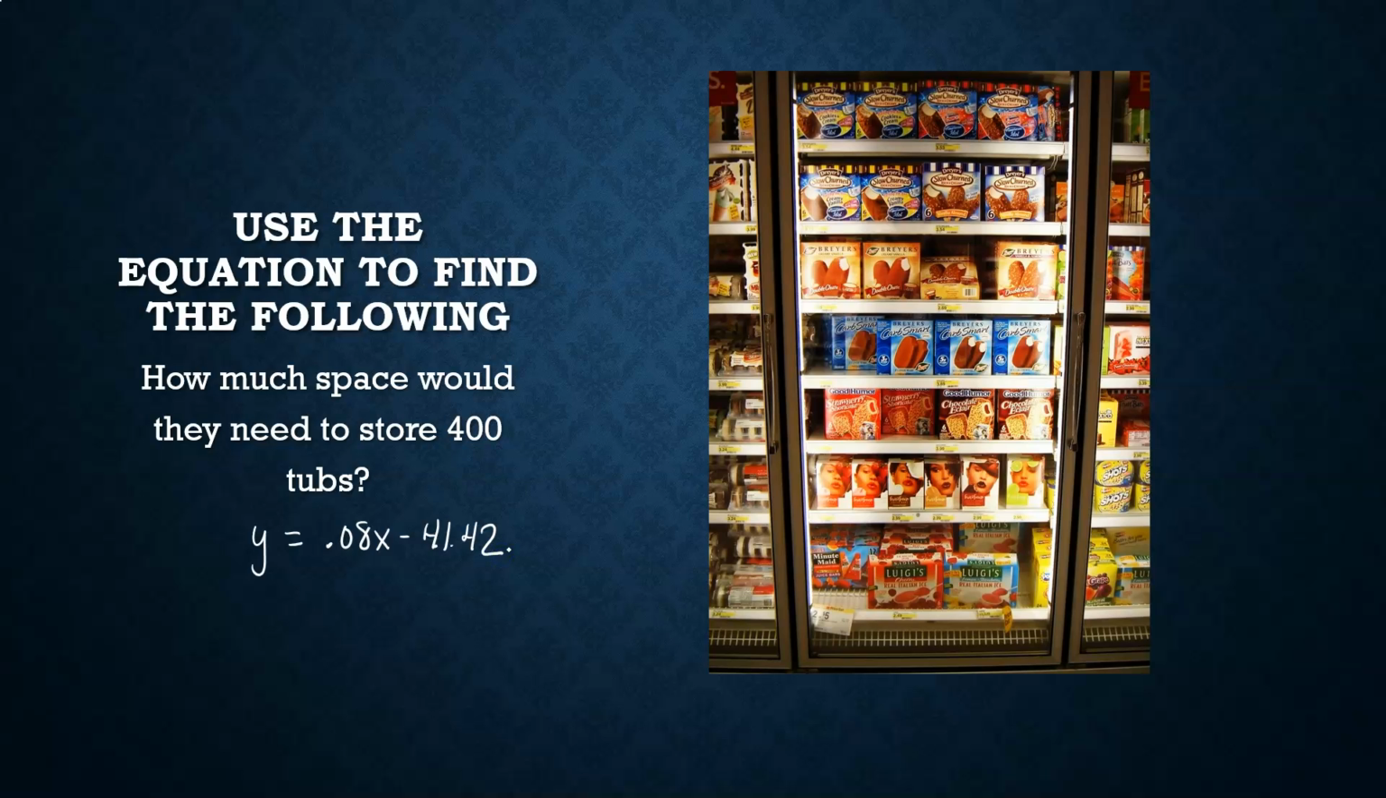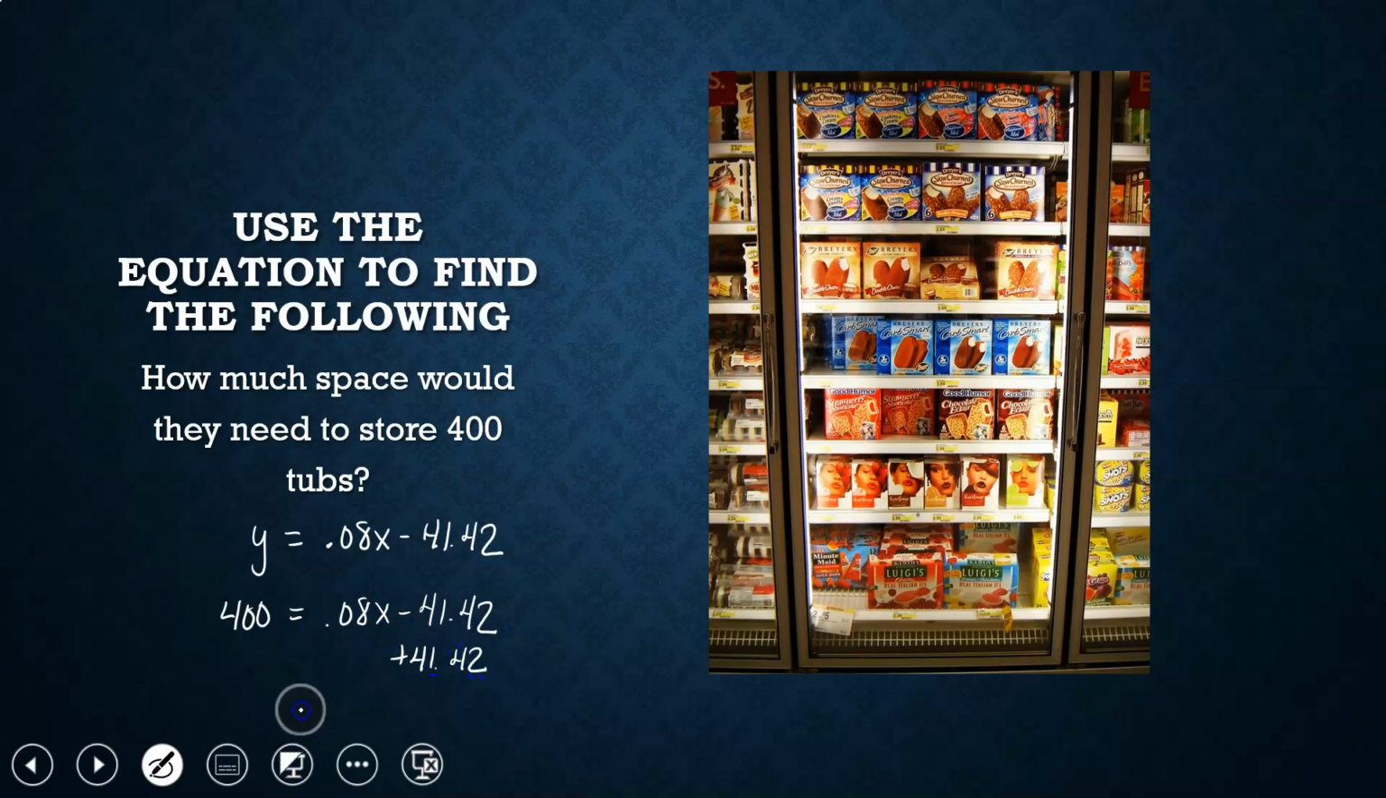To find how much space they would need to store 400 tubs. Be careful here, tubs is y. So we're going to plug that 400 in where the y is to find the number of square feet you need. Okay, so I'm going to add 41 and 42 hundredths to each side.